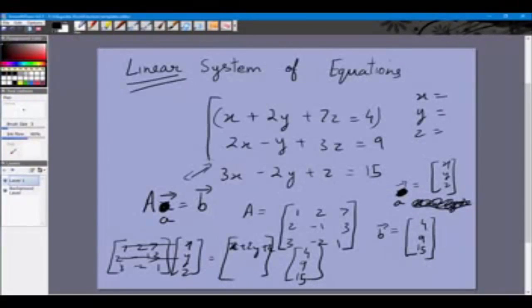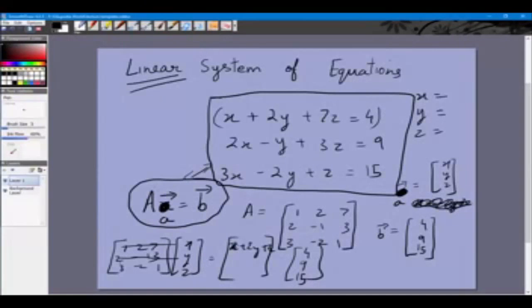So we see how this big set of three equations can actually be represented by one single equation where a and b are column vectors. x is the vector of variables, b is the vector of the RHS constants, and A is called the coefficient matrix.